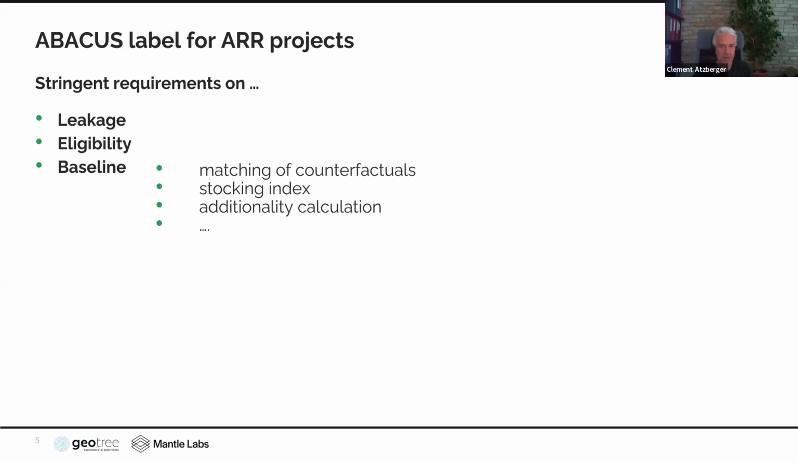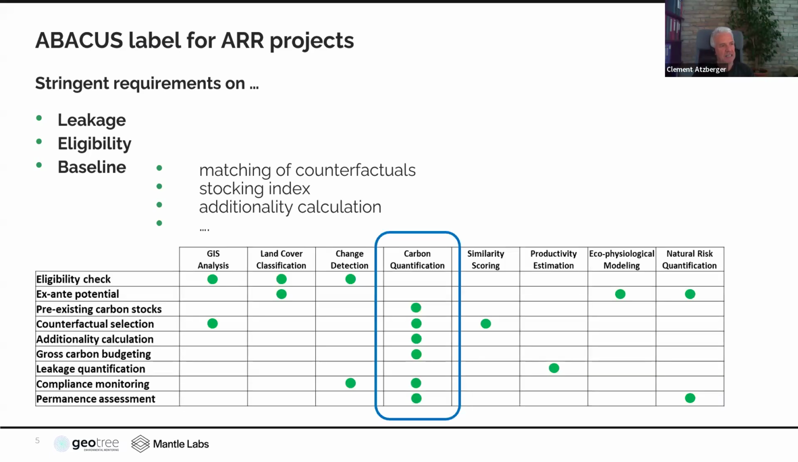So if for some reason your counterfactuals also increase the biomass, this would be deducted from your project, because everything is greening, so you would subtract this, and this is covered by this additionality. So as you might have already understood, this carbon quantification or AGB estimation is really central in many of these aspects. I don't read them all now, you see them here on the screen.